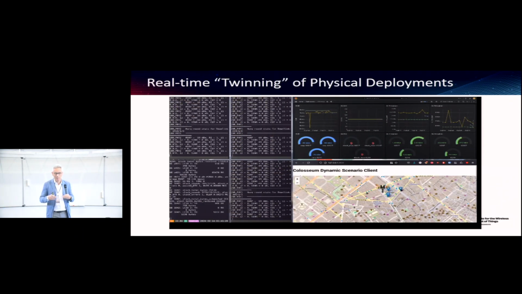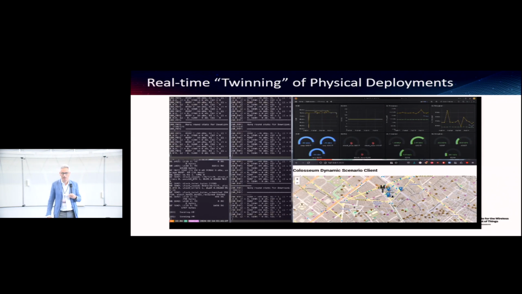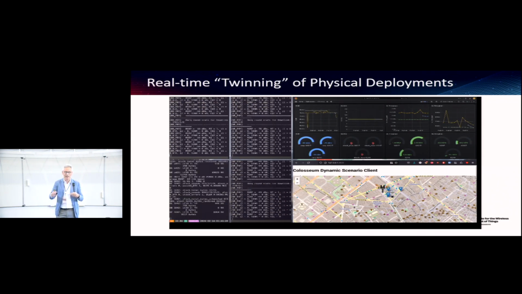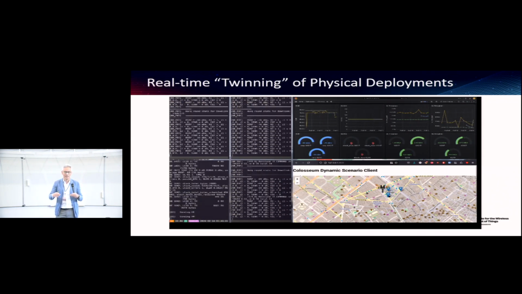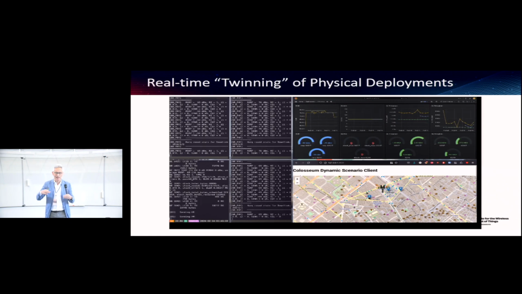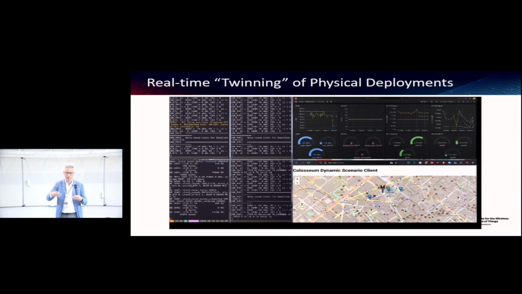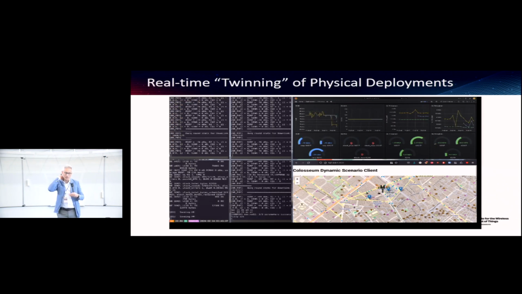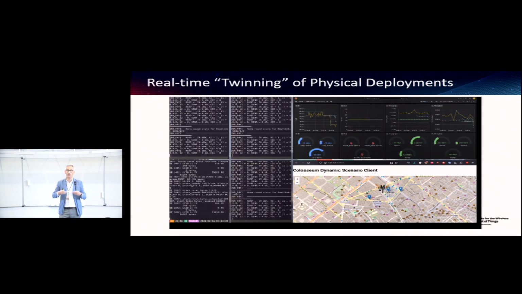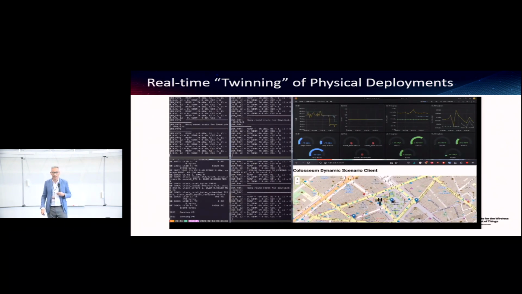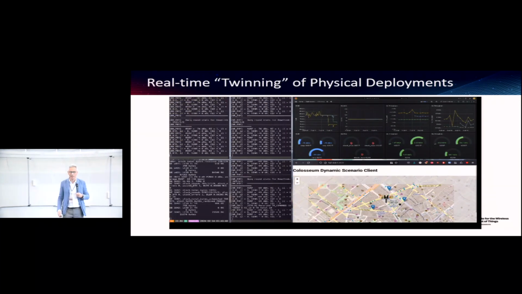And we can now basically do twinning of real-time physical environments in real time. This is a model of Barcelona, and it's executing in Colosseum in real time. So we can move UEs on the virtual map that is reflected in real time in the channel model that is executed in Colosseum, and then we have an execution of a full stack of what is happening in the network.